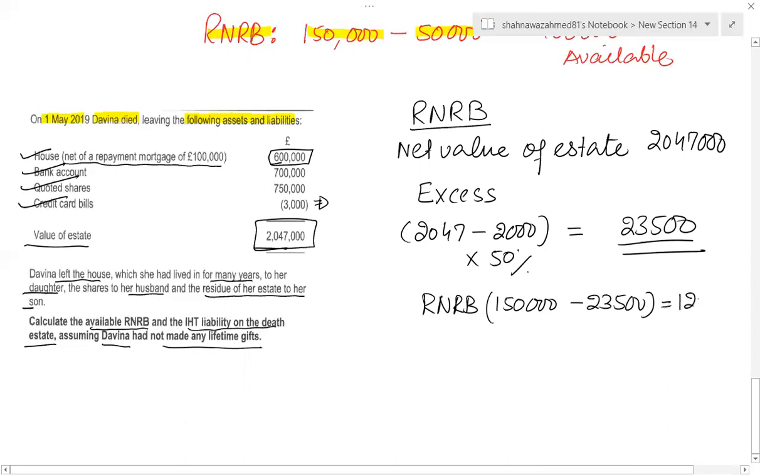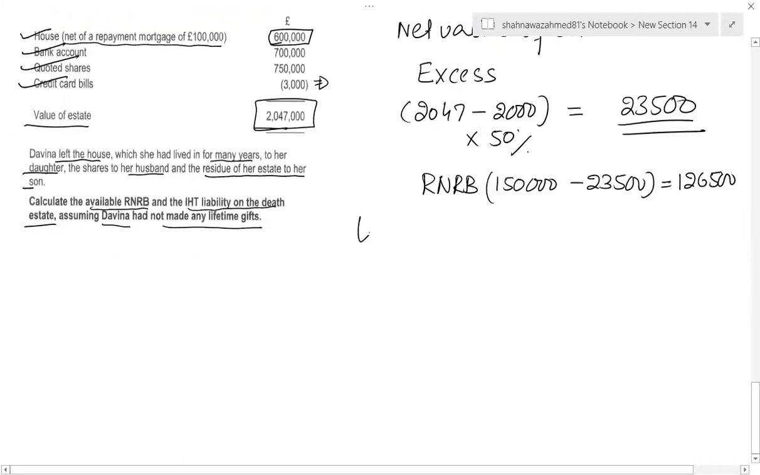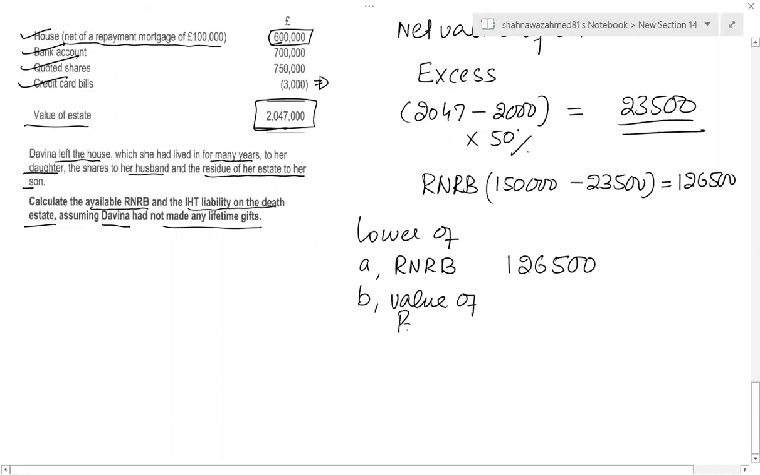So available is 126,500. Now the rule says that this is the lower of, so lower of available RNRB, and that is 126,500, and the value of property net of mortgage, it is given in the question, net of mortgage 600,000. So lower of the available RNRB is 127,000.